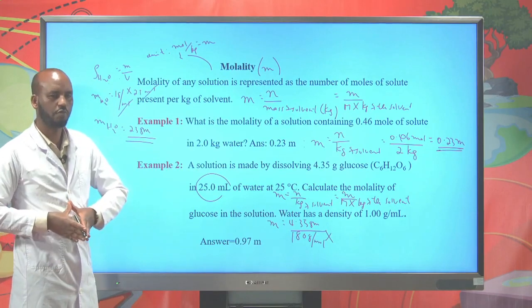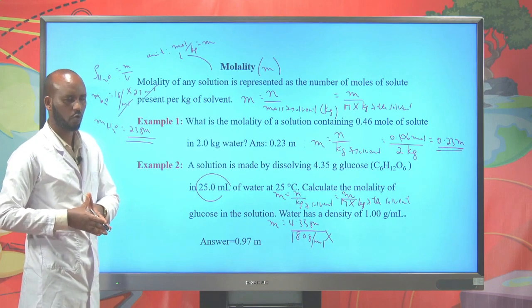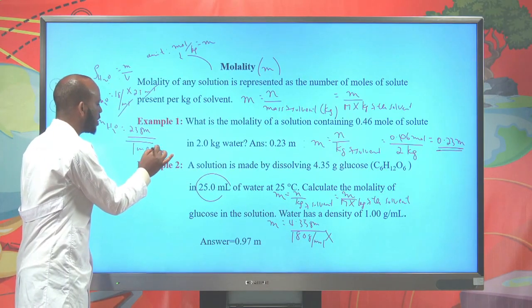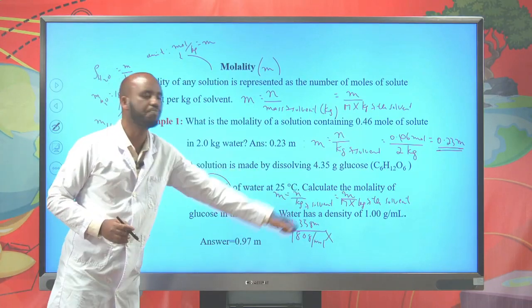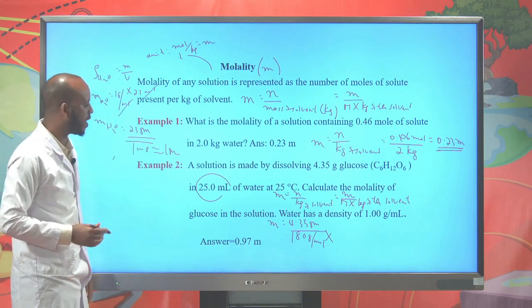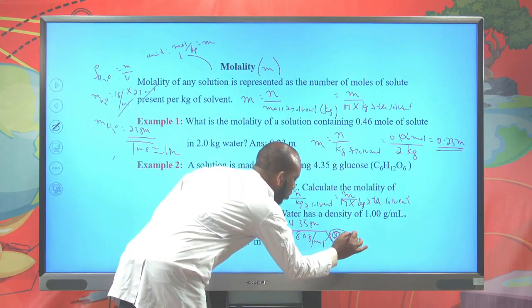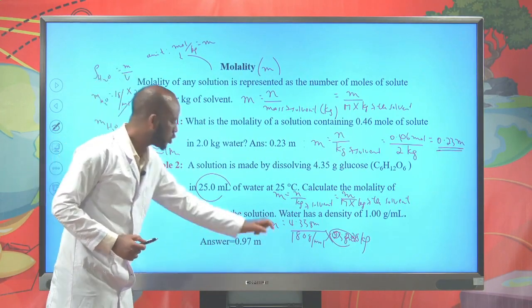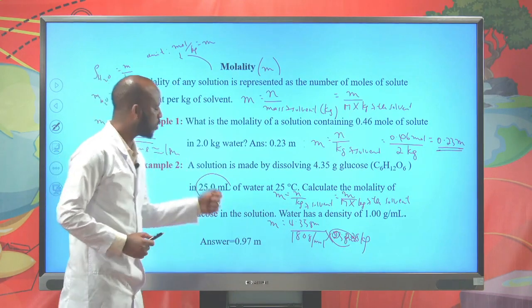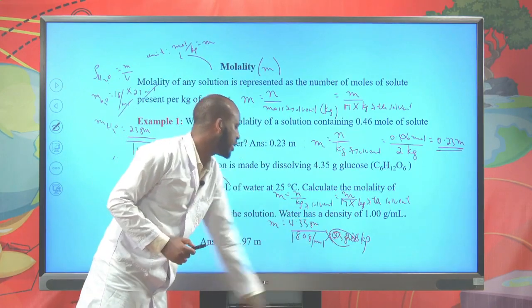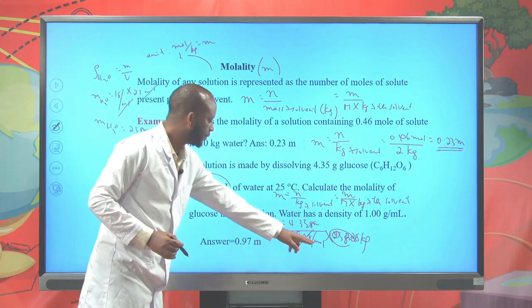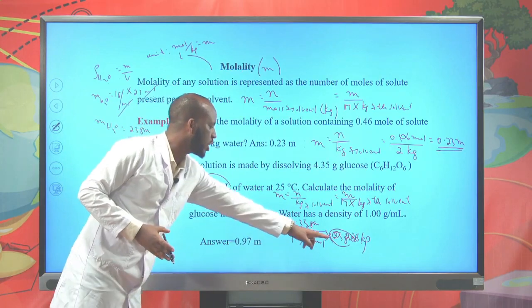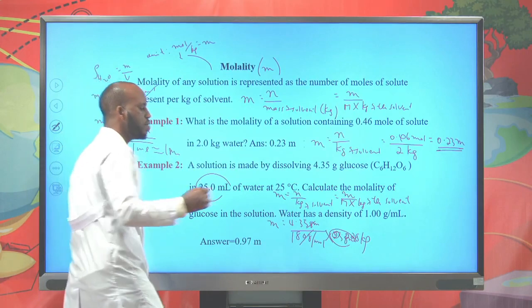Note that for dilute aqueous solution, if density of the solution is 1 gram per milliliter, 1 milliliter is approximately equal to 1 gram. Therefore, mass of water is 25 gram, 0.025 kilogram. Molality equals 4.35 gram divided by molar mass of the solute, 180 gram per mole, times mass of the solvent in kg, which is 0.025 kilogram. Gram will be cancelled by gram. We are left with mole per kg, which is the units of molality. Now 4.35 divided by 180 times 0.025 is 0.97 molar.